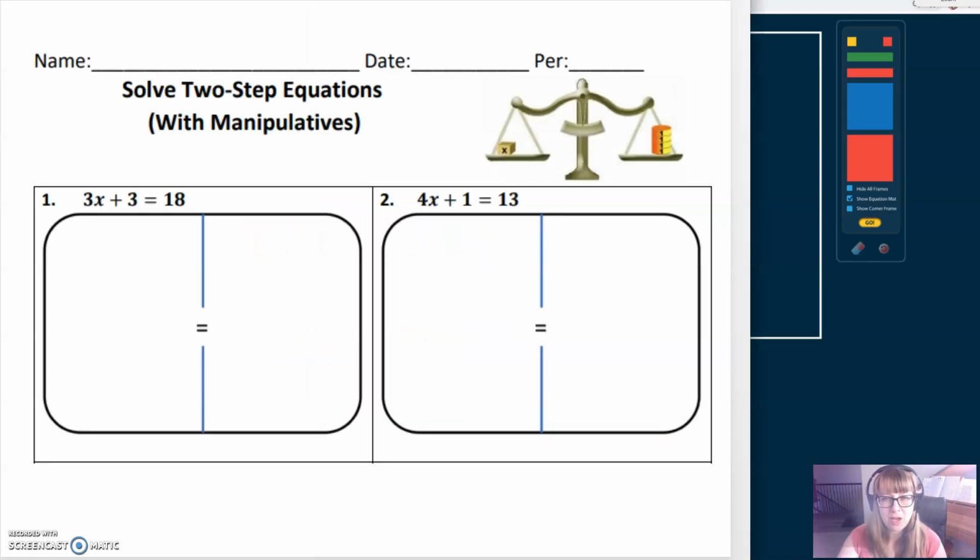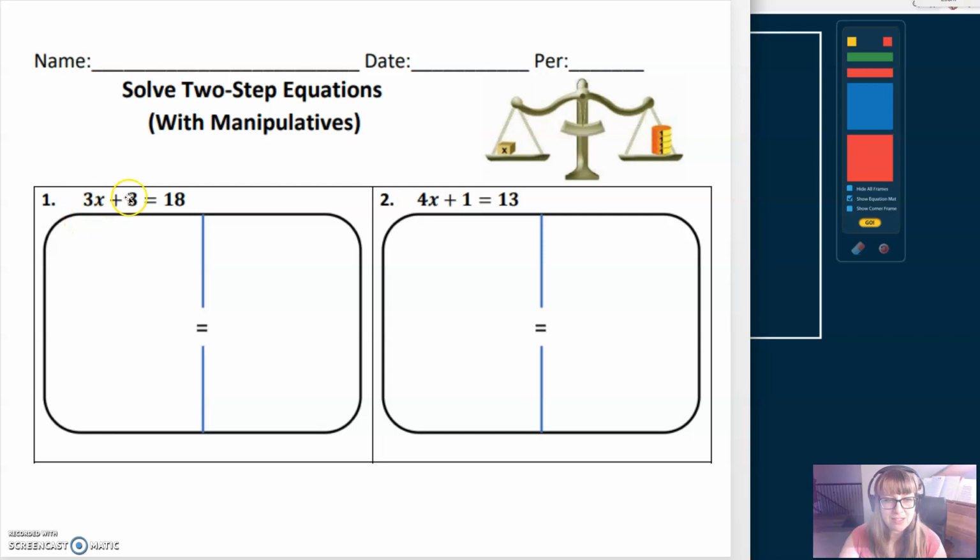We have access to that online, and we are going to be solving what we call two-step equations. You can see that there are two things that are happening to x here, and we're going to look at manipulating those first with our algebra tiles, and then we'll look at solving them without algebra tiles tomorrow. To get started though, think about what this is going to look like with our virtual manipulatives.